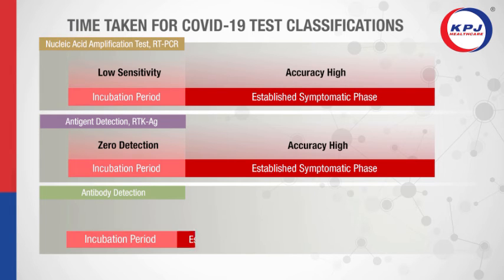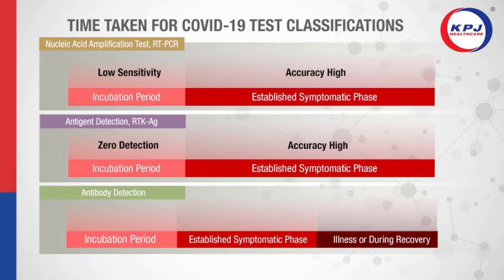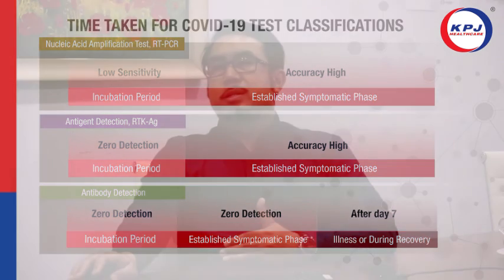And for the host immune response, timing should be later in illness, after day 7 onwards. Then IgM starts to rise. IgG starts to rise by day 10 onwards or during recovery. So this is a simple briefing or explanation on types of tests for SARS-CoV-2.